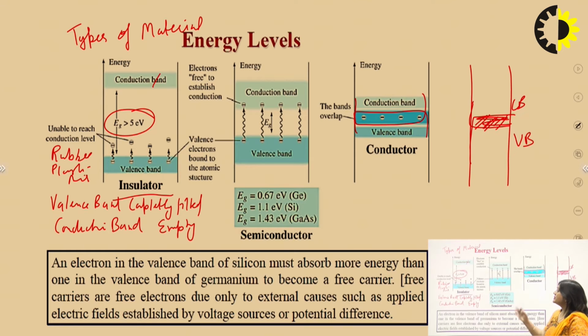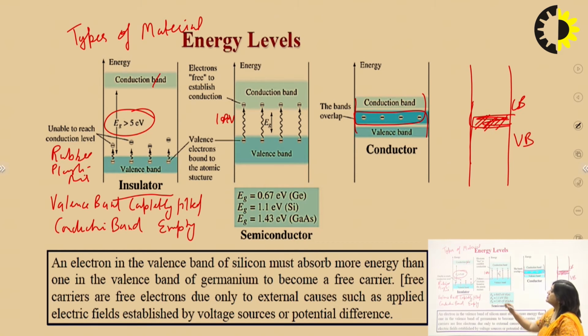And in case of semiconductor, we can see the energy gap between the valence band and the conduction band is nearly equal to 1 electron volt. In case of germanium, this energy gap is 0.67, in case of silicon it is 1.1 electron volt, and for gallium arsenide it is 1.43 electron volt. All these figures are nearly equal to 1 electron volt. That's why in semiconductor the energy gap is about 1 electron volt.